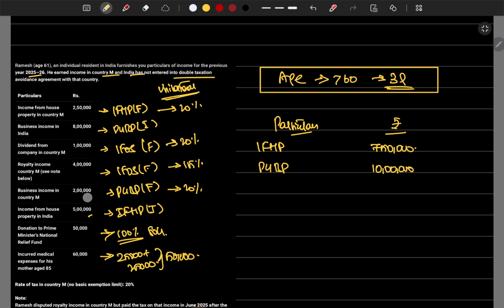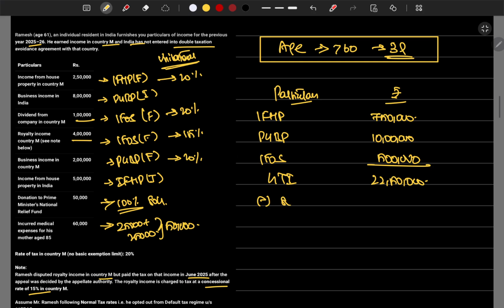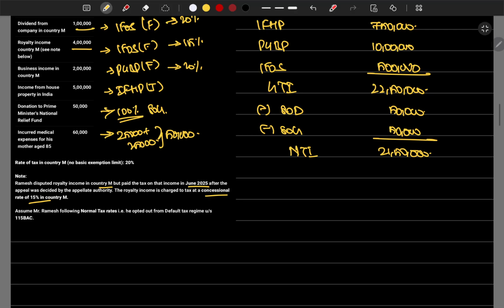Then comes IFOS. 1 lakh plus 4 lakh. Other than that, nothing. Okay, 5 lakh. Total 22 lakh 50,000 is the gross total income, minus 80D we have, which is 50,000. 80G we have, which is also 50,000. Take that, 21 lakh 50,000. This is the net total income. Now we have to compute the tax liability.